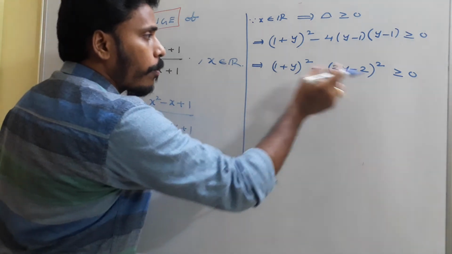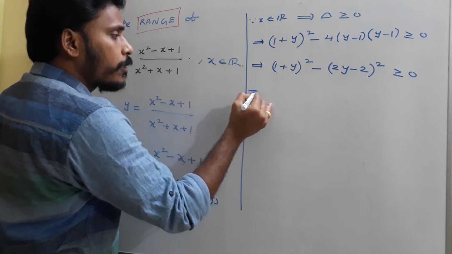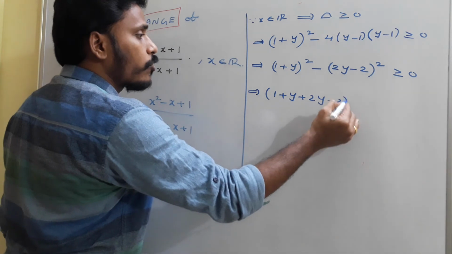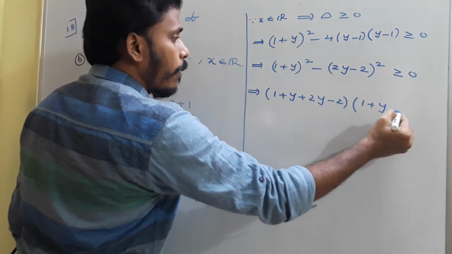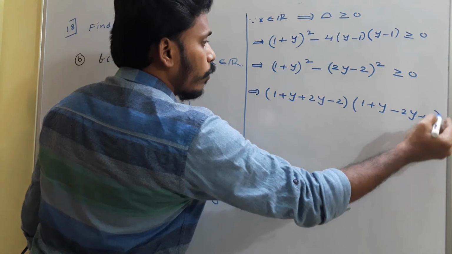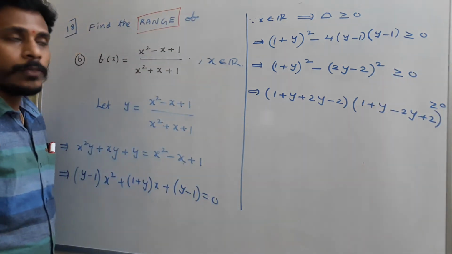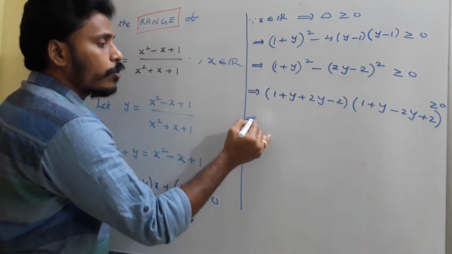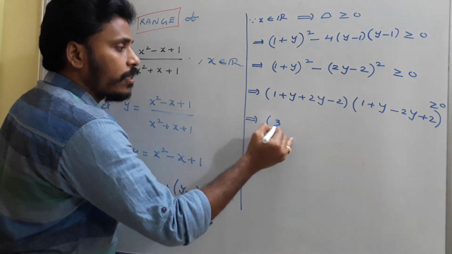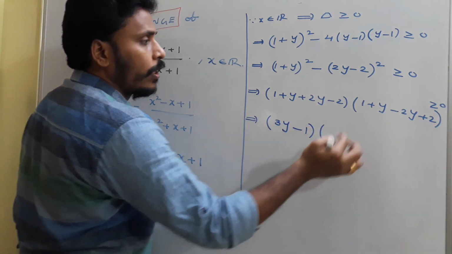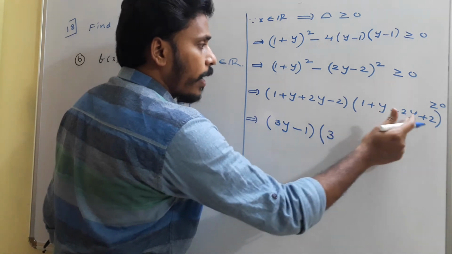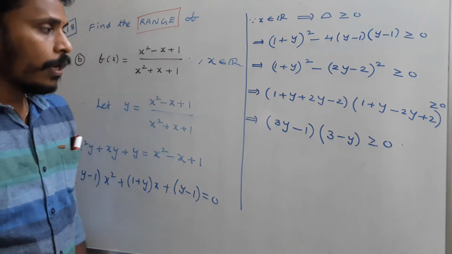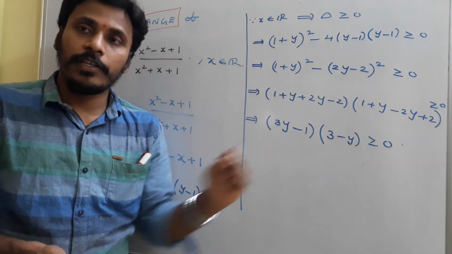Okay. Now it is of the form a square minus b square. So use a minus b into a plus b. That implies 1 plus y plus 2y minus 2 into 1 plus y minus 2y plus 2, which is greater than or equal to 0. Okay, a square minus b square, a plus b into a minus b. And in the bracket, if you simplify, y plus 2y is 3y minus 1, into, here 1 plus 2 is 3, y minus 2y is minus y, is greater than or equal to 0. Right. Now, this is 3y minus 1, this is 3 minus y.